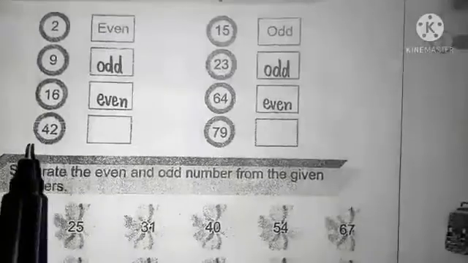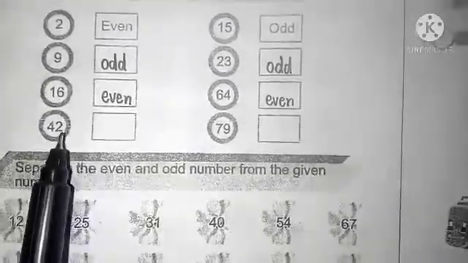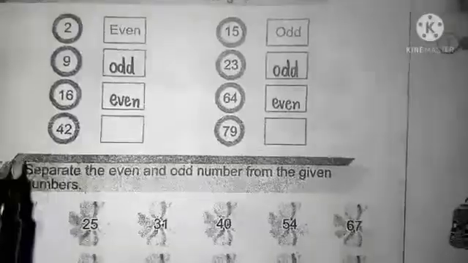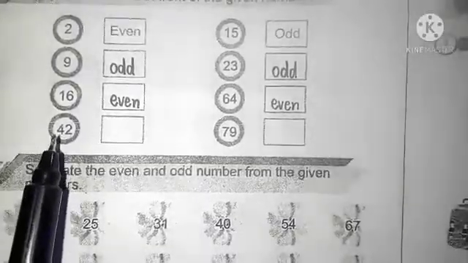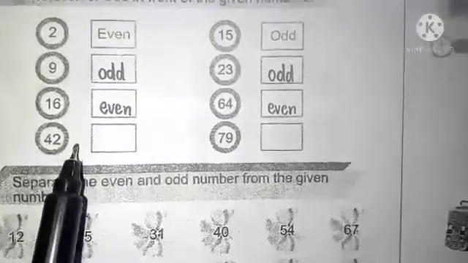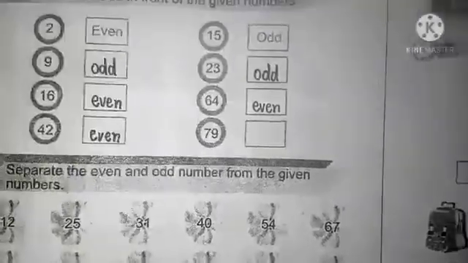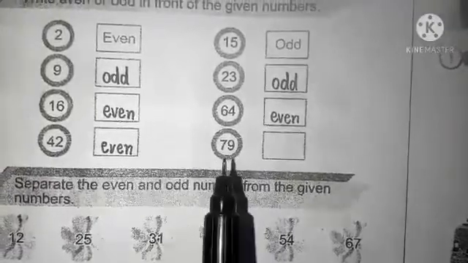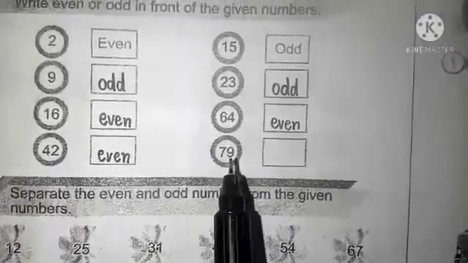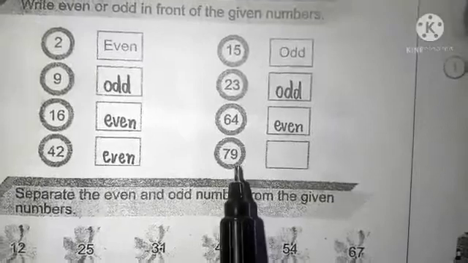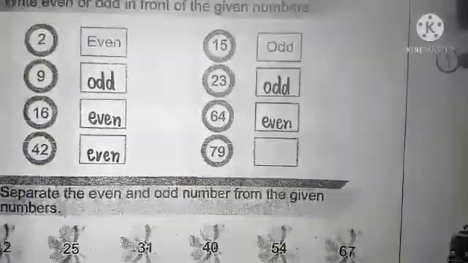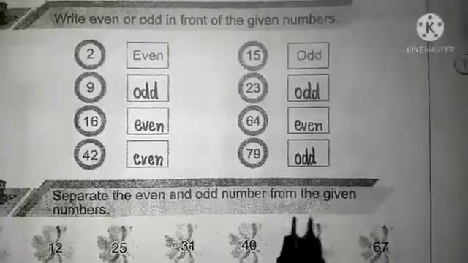The next one is 42. It also has 2 in its ones place, so it is also an even number. It can be divisible by 2. 2 twos are 4, 2 ones are 2. The next number is 79. It is not divisible by 2 and it has 9 in its ones place, so it is an odd number. We will write here odd. Okay students, move to the next question.